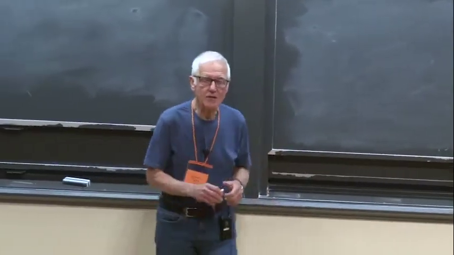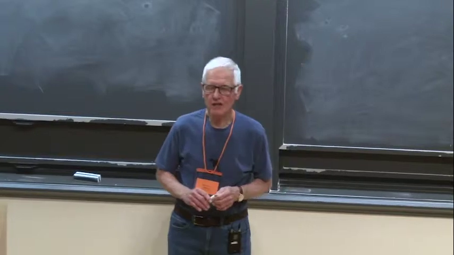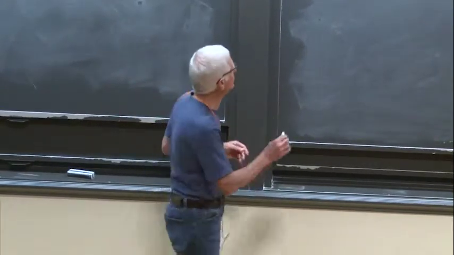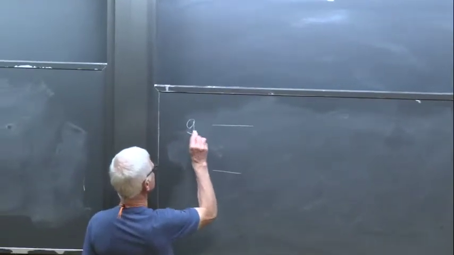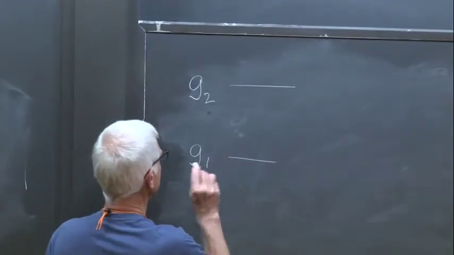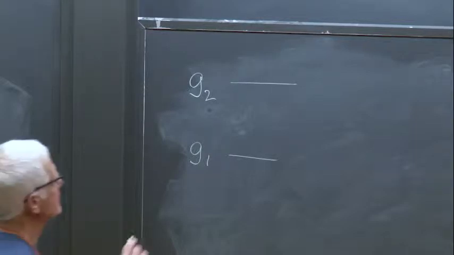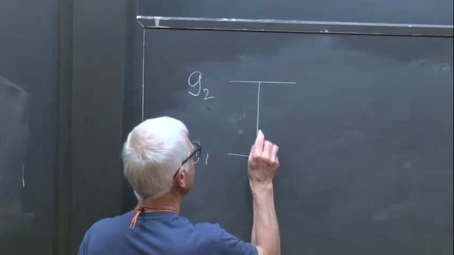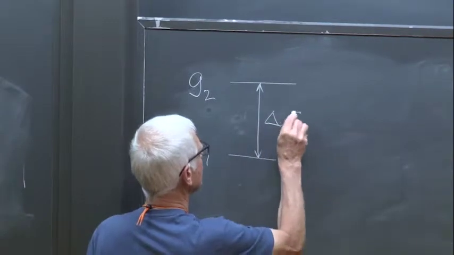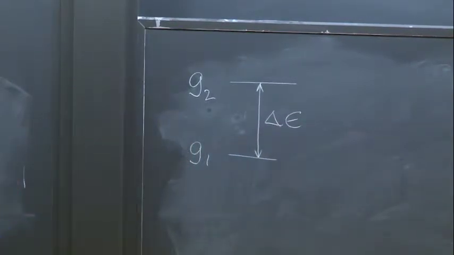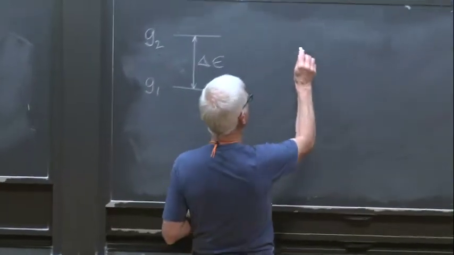What I gave you. What I said was we've got what's called a two-level system. So two energy levels, degeneracies G1 and G2, separated by an amount of energy delta E.